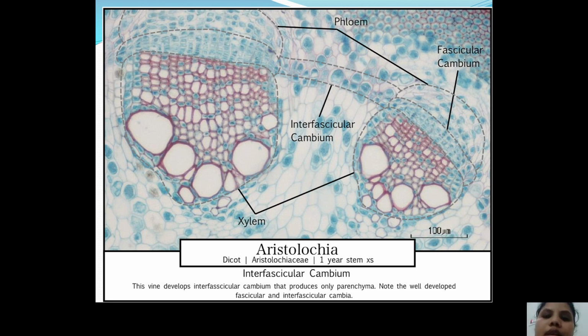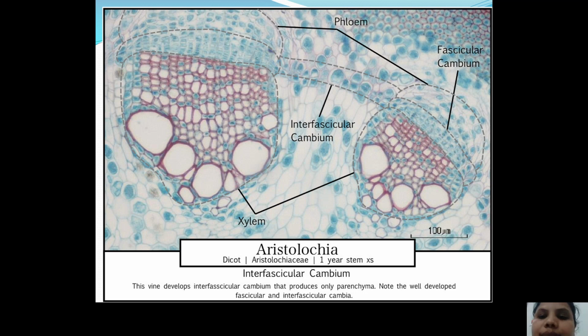Here, if we observe the two vascular bundles, meaning the xylem and the phloem, the phloem is present towards the upper side and the xylem towards the lower side. In between the xylem and phloem, some meristematic cells are present. Those are called vascular cambium. Those are formed from the procambium.